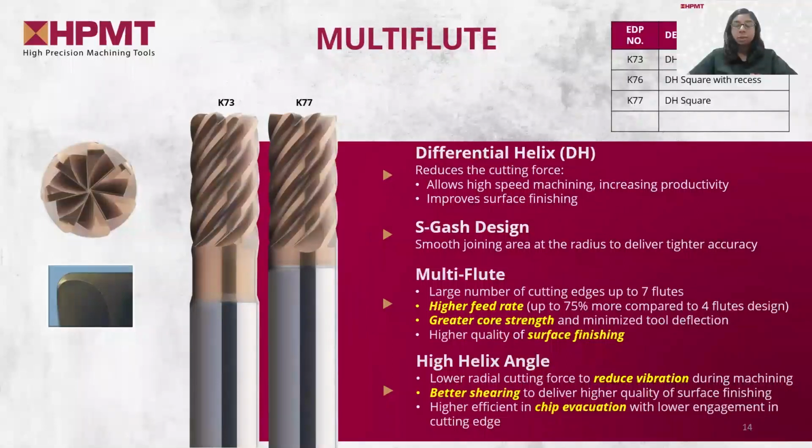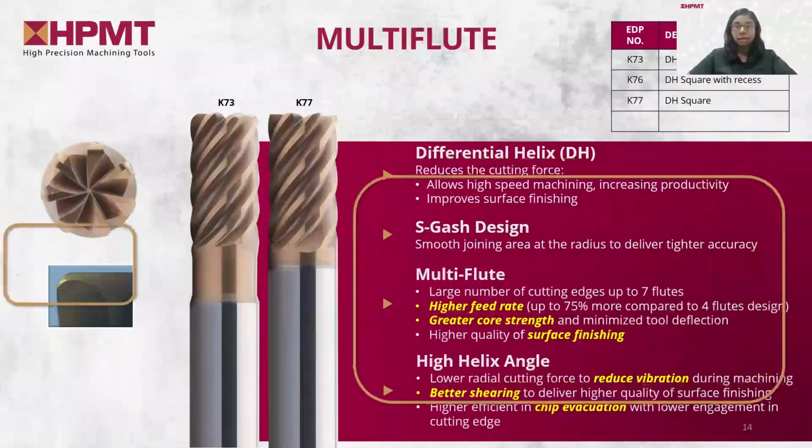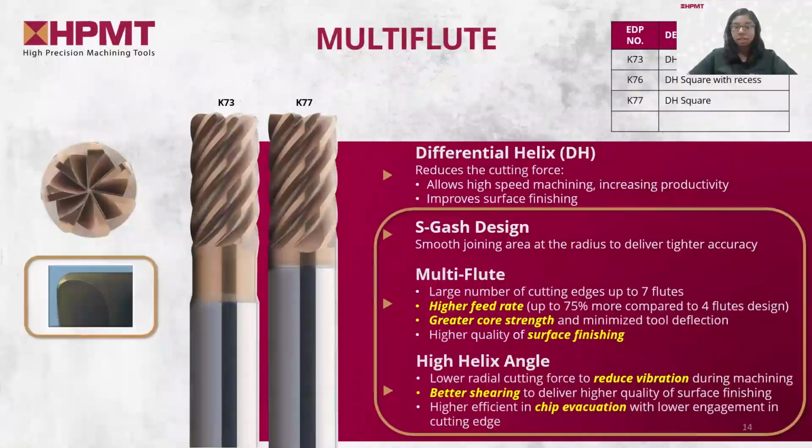Multi-flute will be the last tool type in NiTiCo45, which consists of 3 EDPs, which are the K73, K76, and K77, which come with 6 or 7 flutes. The multi-flute are equipped with differential helix only. This is further enhanced with the S-gash design and high helix angle. Better shearing in surface finishing with excellent chip evacuation are the benefits of having high helix angle.